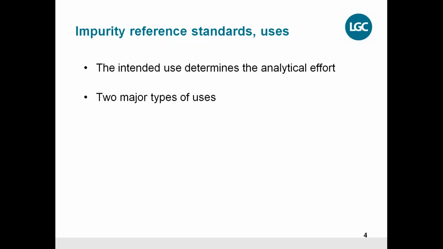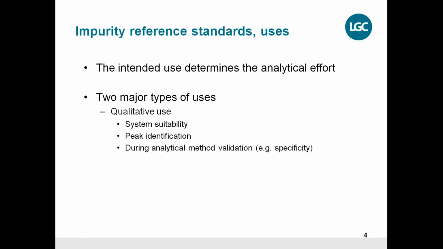The intended use really determines the analytical effort, and there are two major types of uses for impurity reference standards. The first one is the qualitative use, which is, for example, a test on the system suitability to see the resolution between the API peak and a very adjacent impurity peak, or the resolution between two adjacent impurity peaks. Also, peak identification is a qualitative use, and also during analytical method validation, specificity, for example, is normally of a qualitative use.